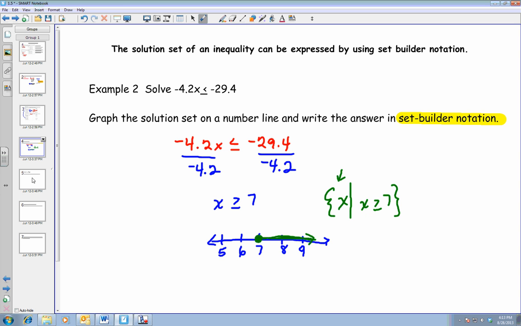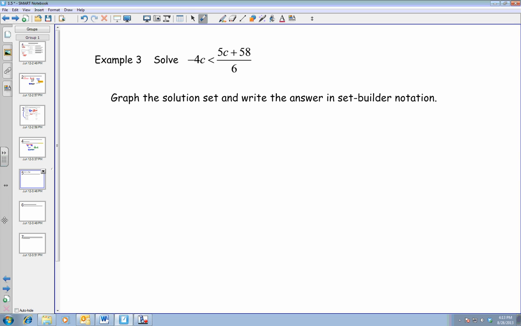All right, let's do another example. Example 3. Graph the solution set and write the answer in set builder notation. So I'm going to write it down here. Negative 4c is less than 5c plus 58 divided by 6.